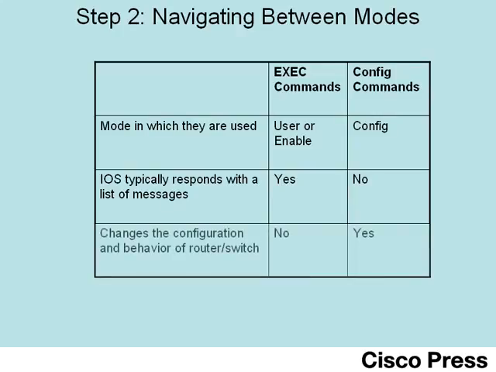However, exec commands typically do not tell the router how to behave. It doesn't tell it anything about how to route packets or what interfaces to use and that kind of thing. Whereas configuration commands can tell the router things like, do use this interface, don't use that one, use a particular IP address, use a particular routing protocol.